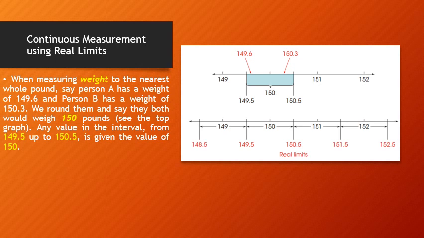But in actuality, when we're talking about 150, that is anywhere between 149.5 and 150.5. So the real limits for 150 are 149.5 as the lower real limit and 150.5 as the upper real limit. What if I asked you what are the lower and upper real limits for 152? Well, again on the number line, look at the one below. You can label it. The real limits would go from 151.5 to 152.5. If you had a weight anywhere between that, we would say you weigh 152 pounds.